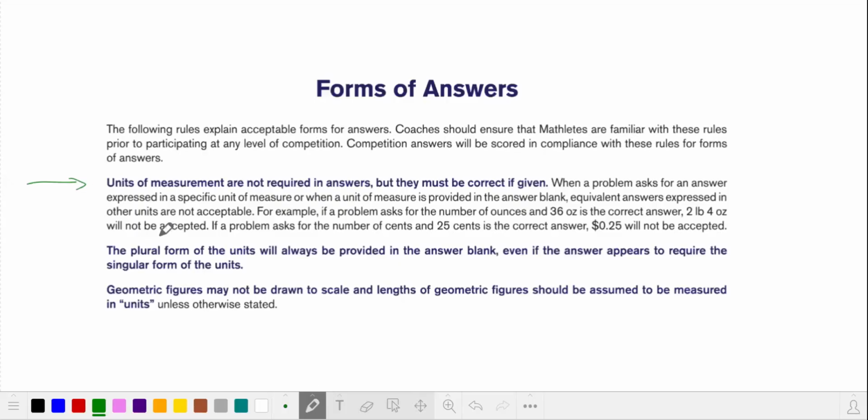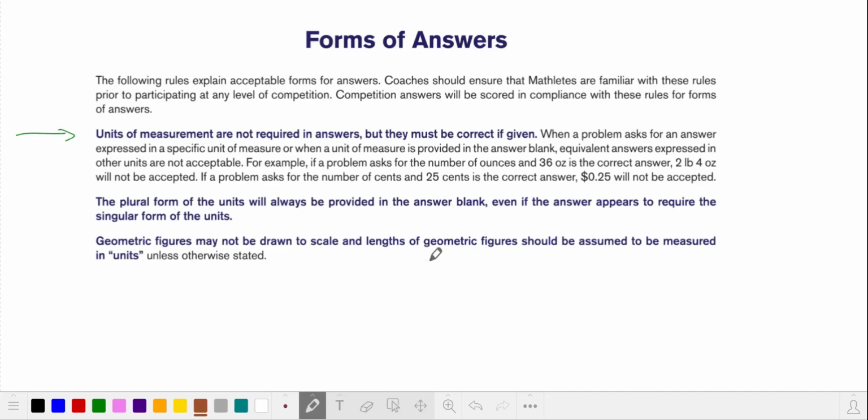The first rule tells us that students will not be required to write in the units in the answer blanks. They will be provided for you. If the student does provide the units, they must be correct. For example, if the problem asks for the number of ounces and you give the answer in pounds and ounces, that will be counted wrong. If 25 cents is the correct answer, then this will also be counted wrong.